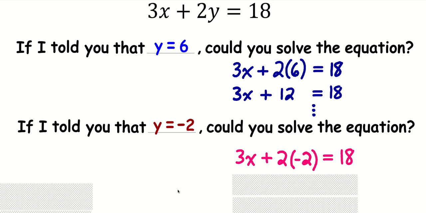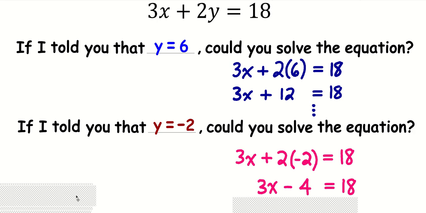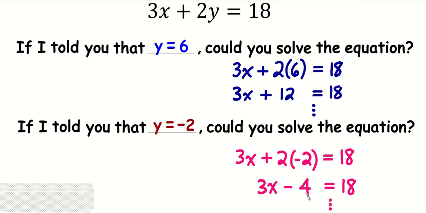But, okay, back to this. If I said that y equaled -2, same thing. You'd replace y with -2, and now that you only have an x in there, you can then solve for x. You could make this into a -4, and then what? Dot, dot, dot. But what would you do? You would add 4 to both sides, and then you would divide both sides by 3.